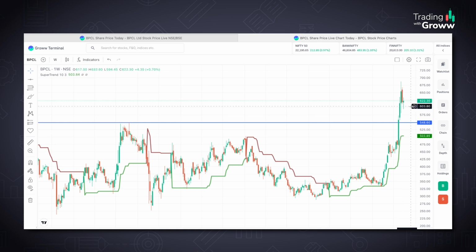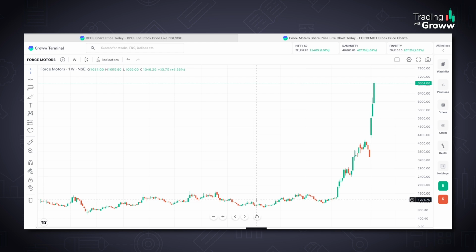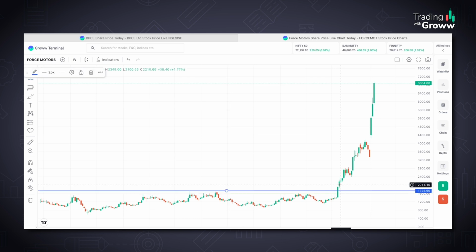So either you can hold it for 1 week and exit it, or if you want to hold it for a longer period of time, you can apply this trailing principle using Supertrend. Here's another example of Force Motors, where you can see there was a long-time consolidation, where the range was broken at around this level. Around May 2023, the range was broken, where on a weekly time frame the stock had been in a narrow range for almost 2 to 3 years.